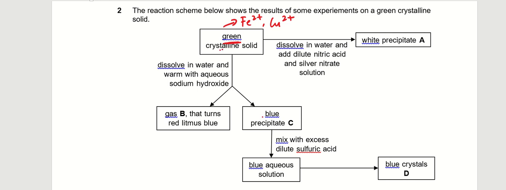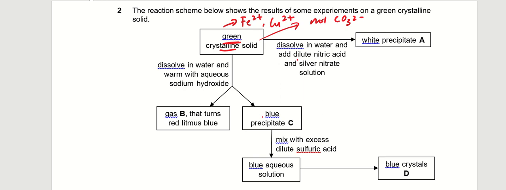Now it also says crystalline. Okay, so most likely this substance being crystalline is not a carbonate, because usually carbonates are not crystalline. Carbonates tend to be powdery. Okay, so now we go and see the first one.